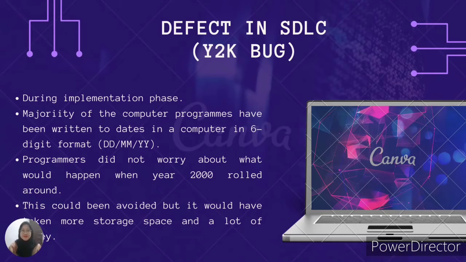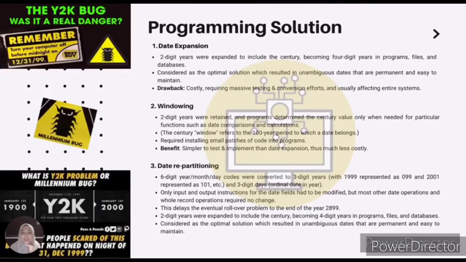Thank you. Hi, I'm Balqis Binti Zainudin. I'm going to show you how this Y2K bug was solved using programming solutions. Number one is expansion. Two-digit years were expanded to include the century, becoming 4-digit years in programs, files, and databases.